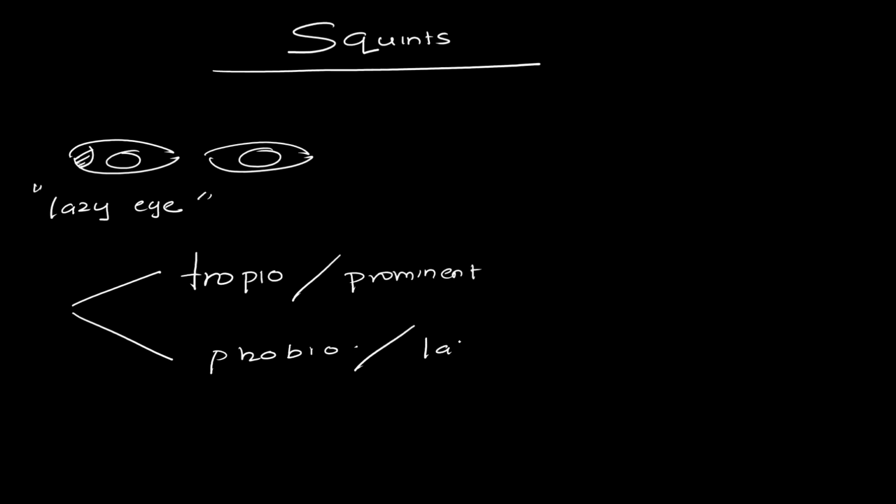So a latent squint can only be identified if the normal eye is covered. If it is not covered, the normal eye would compensate for the problematic eye, and then you wouldn't see a squint. So tropia means you can see it whenever there is no need of closure of the eyes, but if it is a phobia or a latent one, you have to close the normal eye.